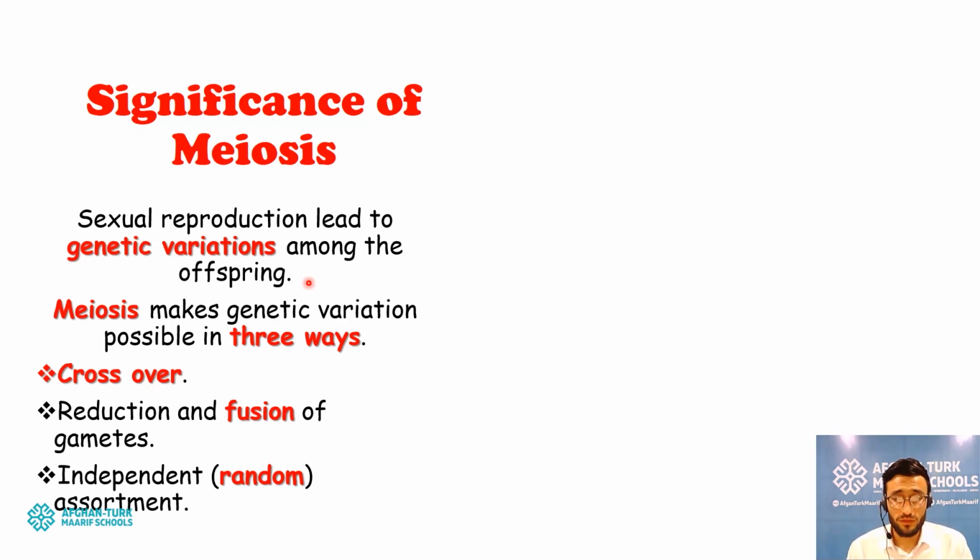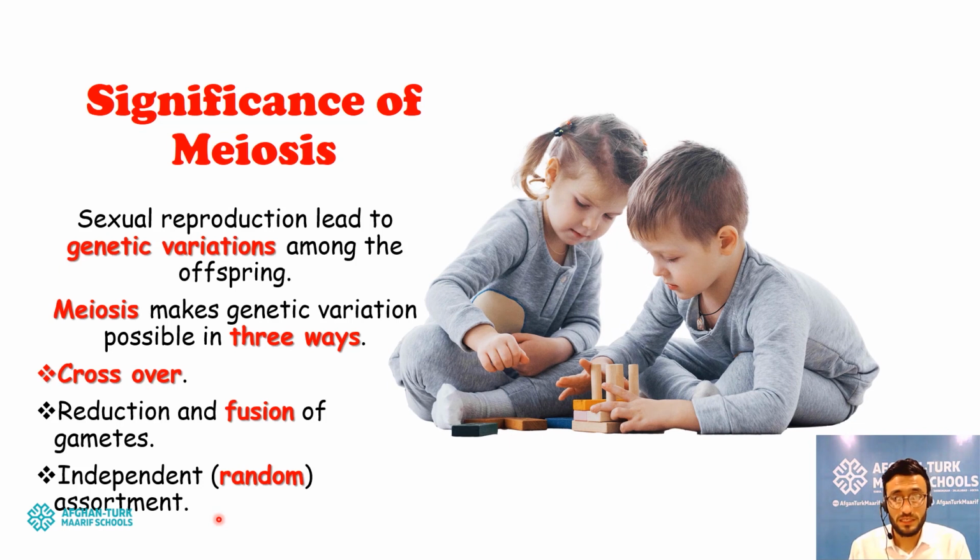It means meiosis makes genetic variation possible in 3 ways. First, crossover. Second, reduction and fusion of gametes. And third, independent assortment or random assortment that will cause different types of assortments. So as you are seeing in this video, you can imagine why our sister is not looking exactly like our mother, and why we're not looking exactly like our father or like our brother completely 100%. You will find the answer to this question in the following slides.